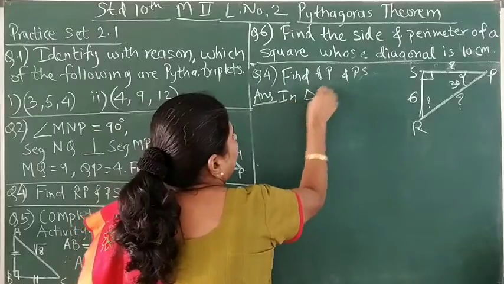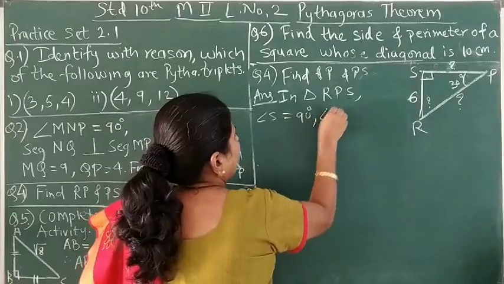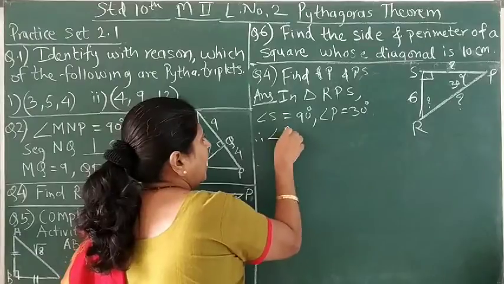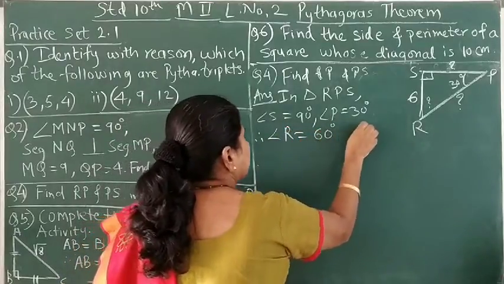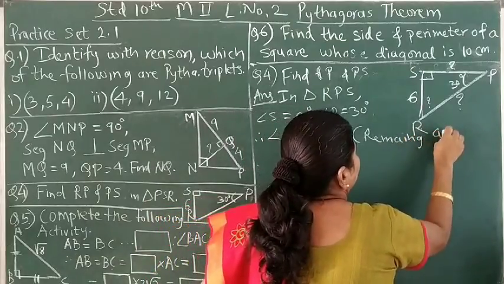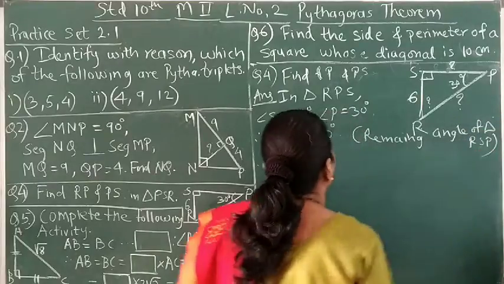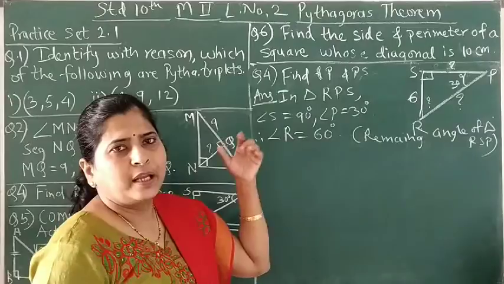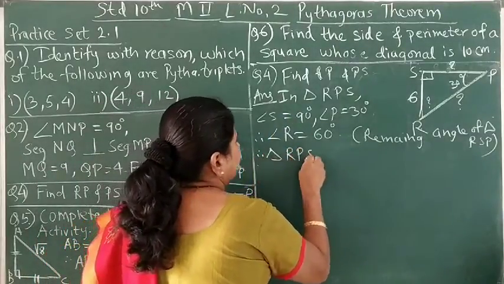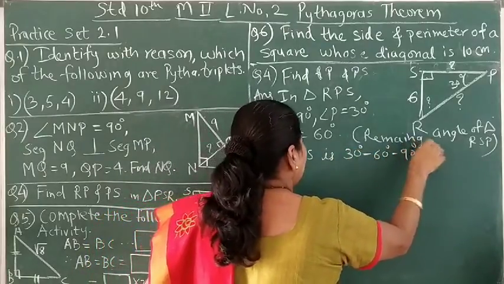So in triangle RPS, angle S is 90 degrees, angle P is 30 degrees, and now you can write directly, therefore angle R is equal to 60 degrees. The reason is remaining angle of triangle RSP. Okay, so you need not show the sum and everything. Now you can write directly. Therefore triangle RPS is a 30-60-90 triangle.